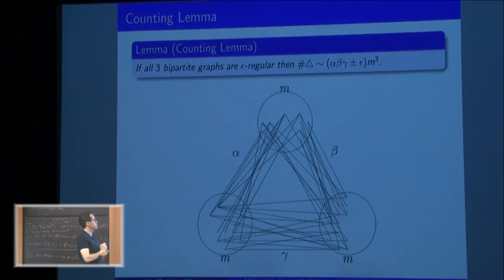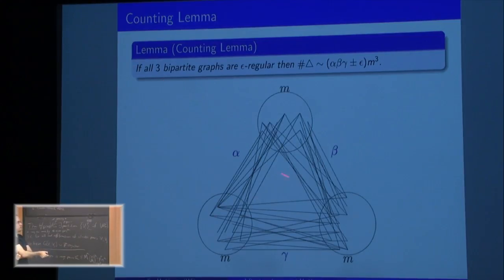First, I will need what's known as the counting lemma. The counting lemma is a very basic notion in this area of regularity lemmas. It's what makes the regularity lemma useful. It's what makes the compressed graph, the compressed model, useful. So what does it say precisely?